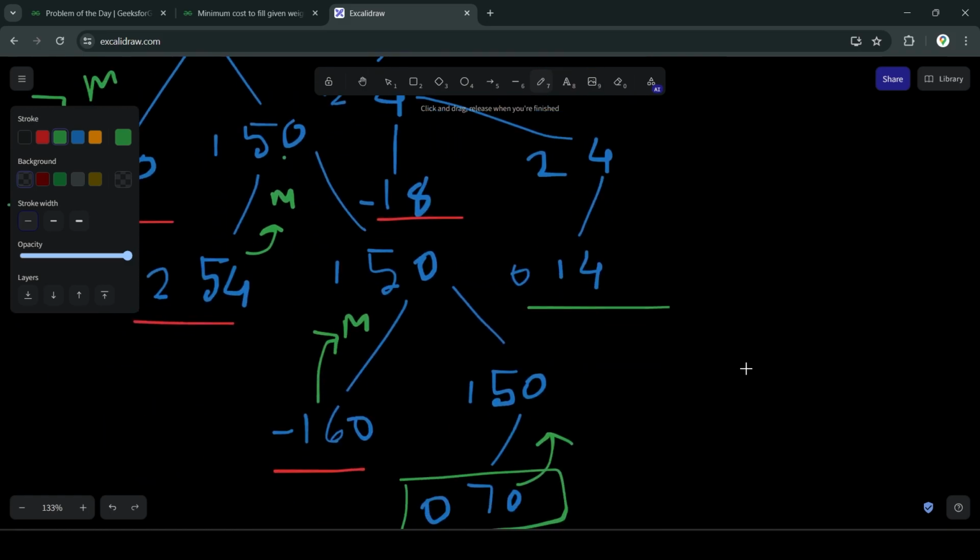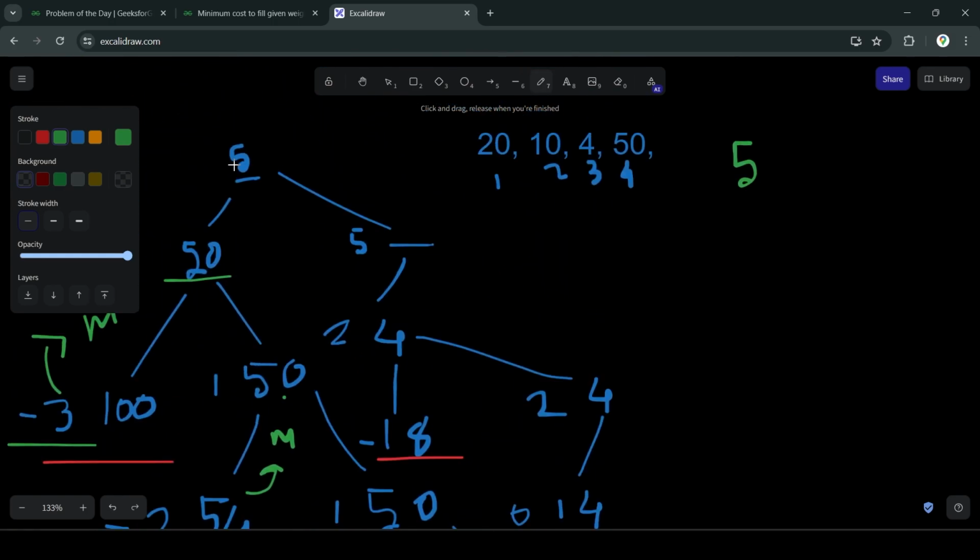But let us check another path. Maybe that path will give the least amount of cost. So now check this path. I'm not considering 50. We will start from 4. So I'm considering 4.